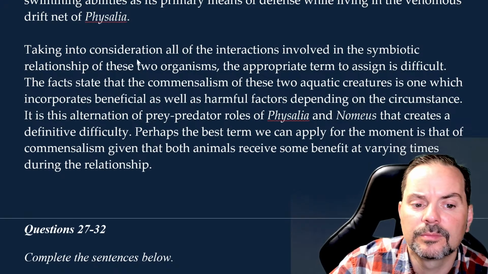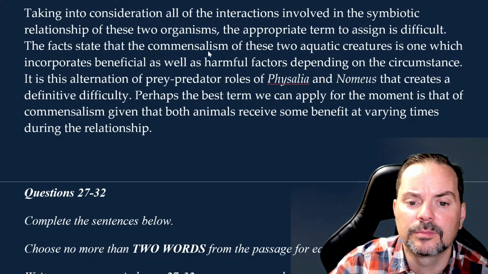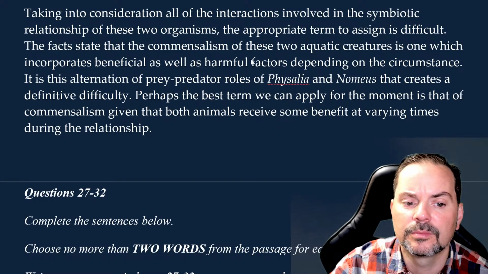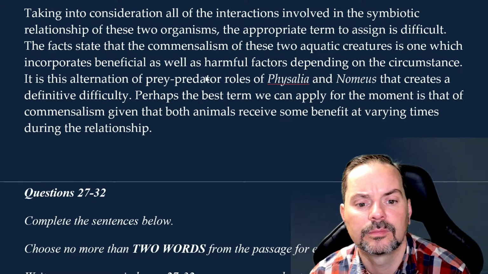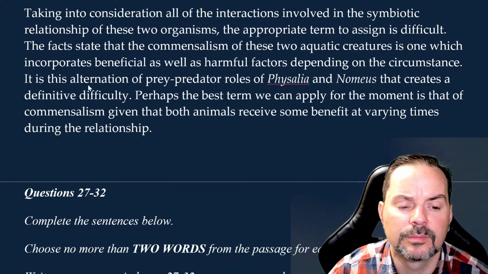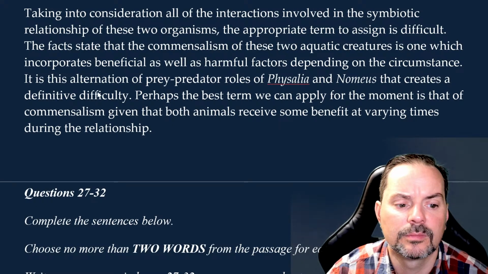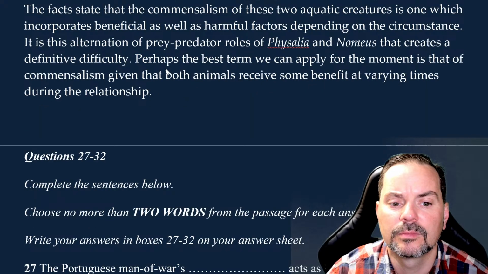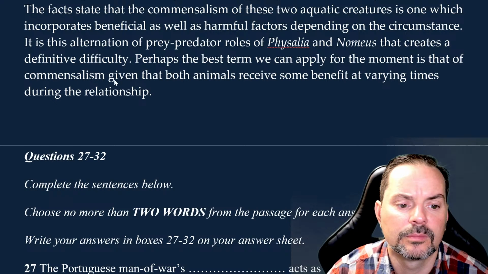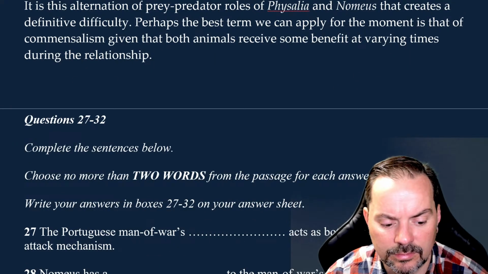Taking into consideration all of the interactions involved in the symbiotic relationship of these two organisms, the appropriate term to assign is difficult. The facts state that commensalism of these two aquatic creatures is one which incorporates beneficial as well as harmful factors depending on the circumstance. It is this alternation of prey-predator roles of Physalia and Nomius that creates a definitive difficulty. Perhaps the best term we can apply for the moment is that of commensalism, given that both animals receive some benefit at various times during the relationship.